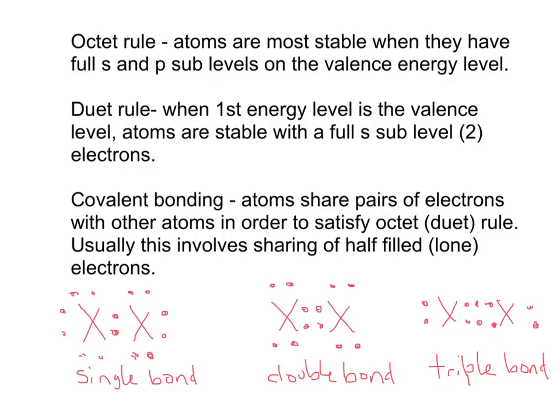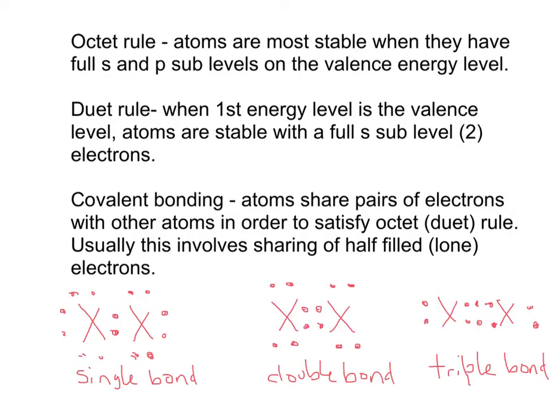Okay, so a little bit more background that you need to understand before we get into making molecules with Lewis diagrams that we call Lewis structures. We got to keep in mind the octet rule, and we've covered this already, but the most stable electron configuration for an atom is when it's got a full s and p sublevel on its valence level, which is 8 electrons. Or if you are one of the 2 special elements that have a duet rule, it's hydrogen and helium. The first energy level is completely full, and that makes them stable. So that'd be hydrogen and helium only. They only want 2 electrons.